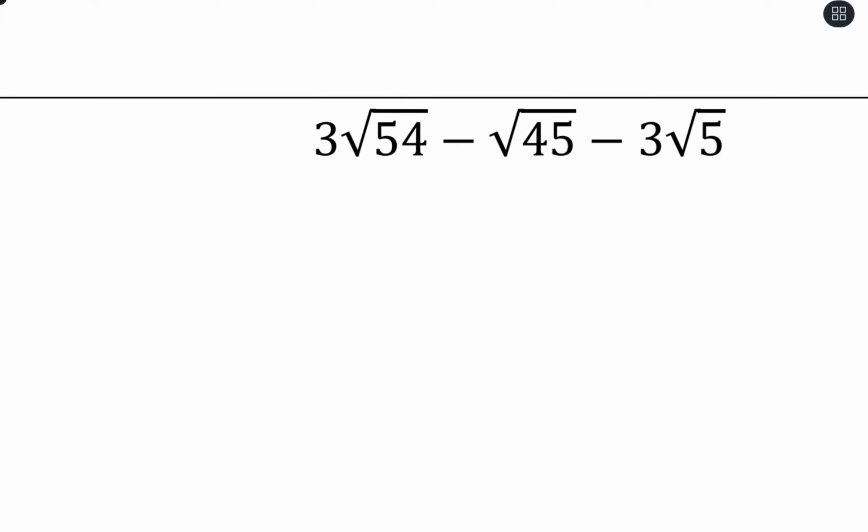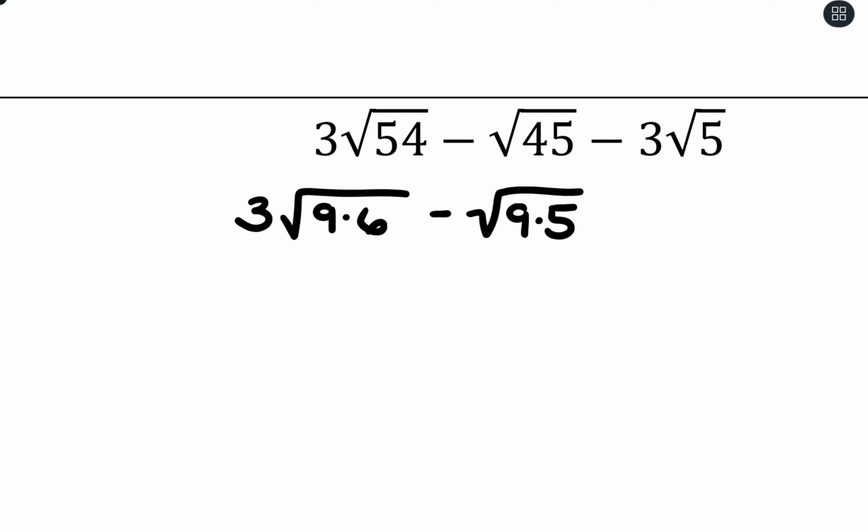All right, one more example here. So that root 54 I'm going to simplify with that 9 times 6 again. With 45, that'll come from a 9 times 5. That sounds good to me. And then minus 3 root 5. Nothing to do with that 5 there. Okay, 3 times root 9. So 3 times 3 is 9. And then we have a root 6.